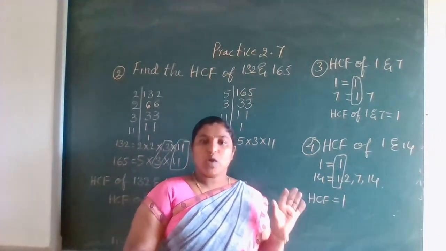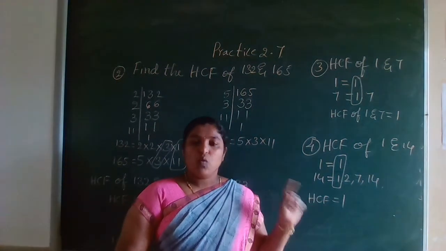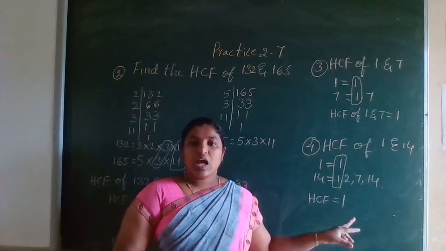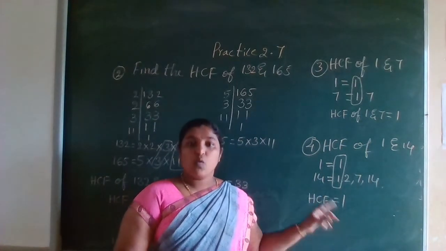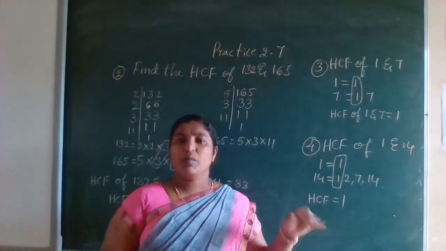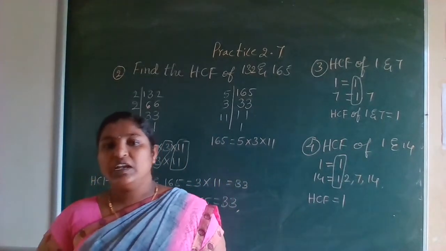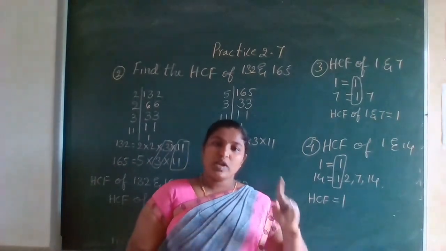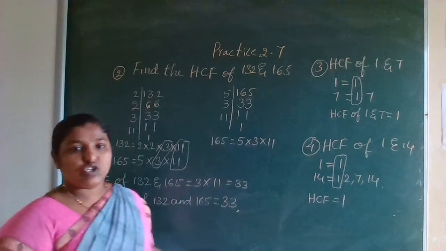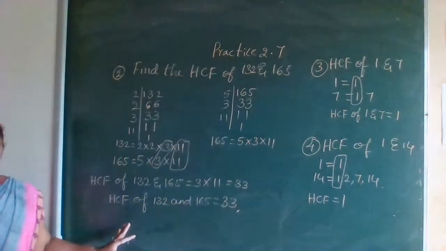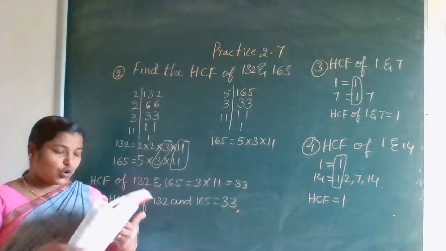If they ask us to identify the HCF of 1 with any number, the answer will be 1. Got it? The HCF of 1 with any number. It may be 1 and 100, it may be 1 and 1000, it may be 1 and 98. The HCF will always be 1. Okay? This is the interesting case of HCF. I hope you are writing this in your notebook. Okay? Complete this. Next, question number 5.